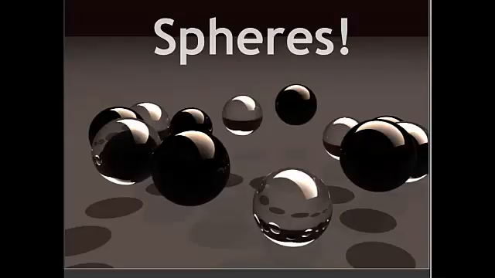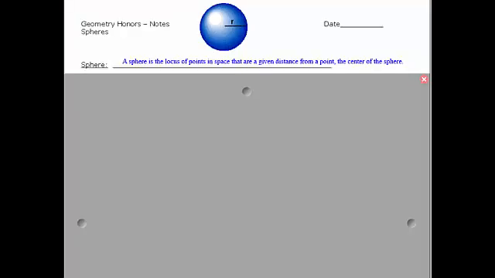Welcome to Geometry. Today's video is going to take a look at spheres. We'll start with some vocabulary and definitions. A sphere is the locus of points in space that are a given distance from a point, the center of the sphere, versus a circle, which is the locus of points that are coplanar, a given distance from a point.